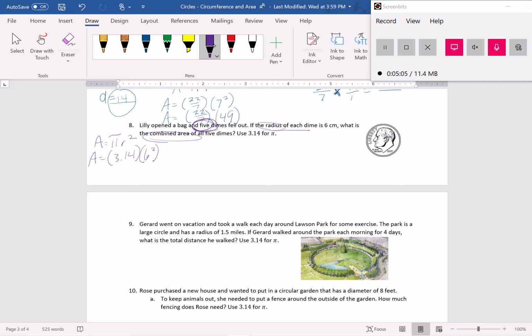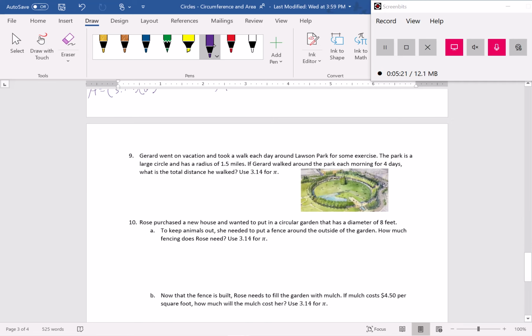How many dimes are there? 5. We're looking for the combined area. So you're going to take the area you find and you're going to multiply by 5. If you're not thinking about the problem and you're looking at the numbers and trying to shortcut it, you're going to get it wrong.